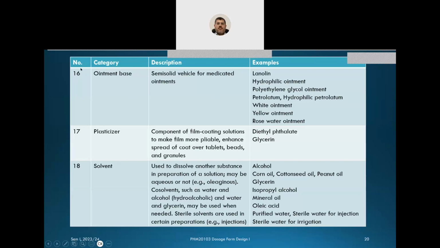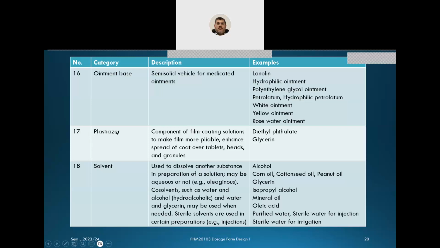If you want to make ointment, then we should include the API in an ointment base, and this may be oily and may be non-oily materials. There are a lot of materials like lanolin, naturally taken from the sheep, hydrophilic ointment, like polyethylene glycol. They may use some oily materials derived from oil or petroleum, like petrolatum and hydrophilic petrolatum. White ointment, yellow ointment, rosewater ointment, they are all different ointment bases. You will discuss in details in the lecture about ointments and creams.